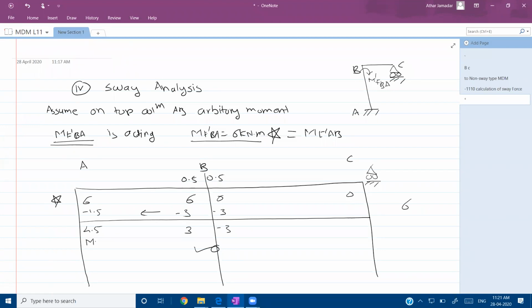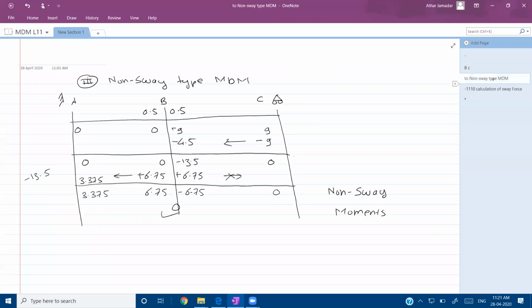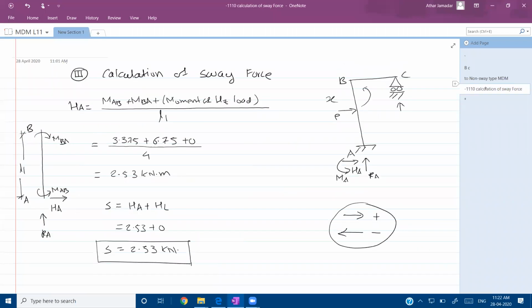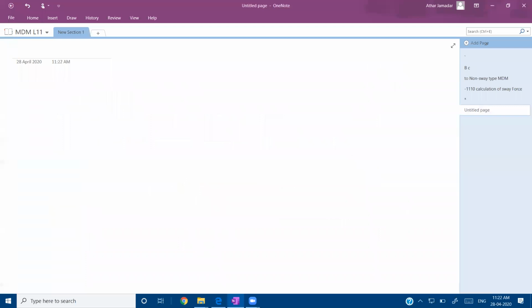So this we are going to denote by M dash AB. This is M dash BA. This is M dash BC. And these moments are now called sway moments for this assumed moment of 6 kilonewton meter. So remember, now we have two types of moment. First one is this non-sway moment, and next one is this sway moment. For this sway moment also, just as we have seen in the previous step, the calculation of sway force, now we will calculate the corrected sway force.